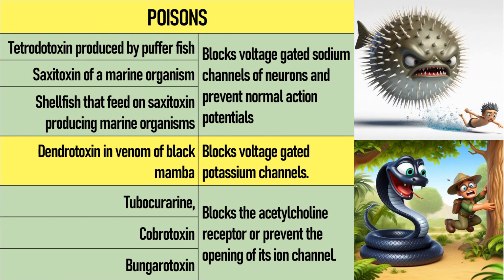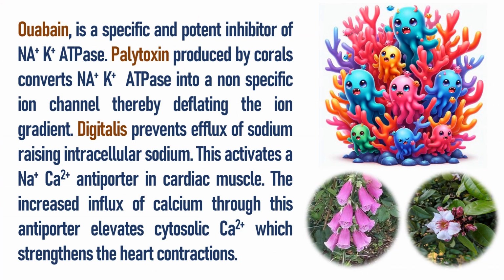This is a list of poisons. All of them work by blocking channels or receptors, such as sodium channels, potassium channels, and acetylcholine receptor. Most of them are extremely fatal. Ouabain is a specific and potent inhibitor of sodium-potassium ATPase. Palytoxin produced by corals converts sodium-potassium ATPase into a non-specific ion channel, thereby deflating the ion gradient. Digitalis prevents efflux of sodium, thereby raising intracellular sodium. This activates a sodium-calcium antiporter in cardiac muscle. The increased influx of calcium through this antiporter elevates cytosolic calcium, which strengthens heart contractions.